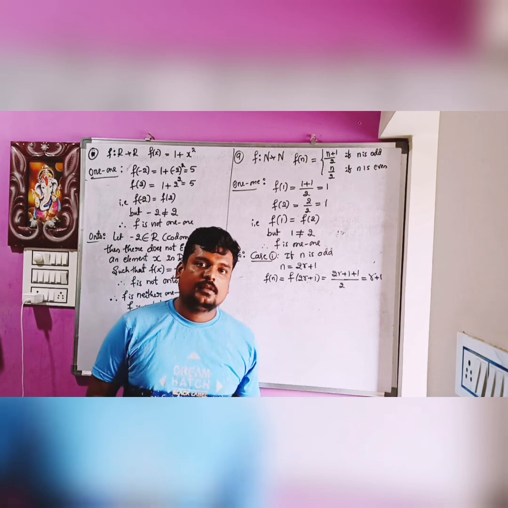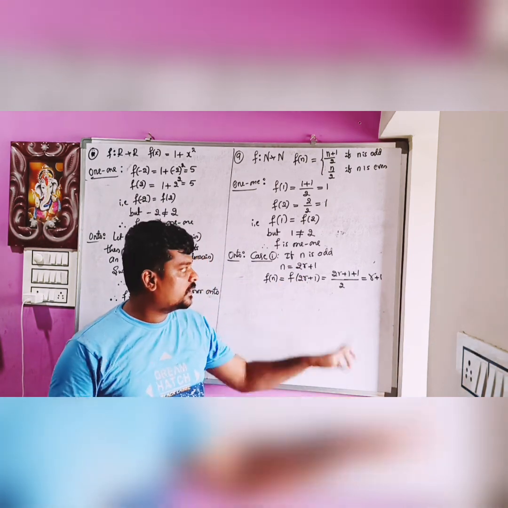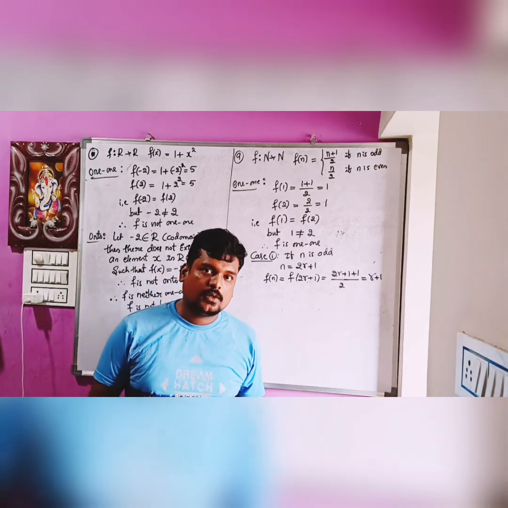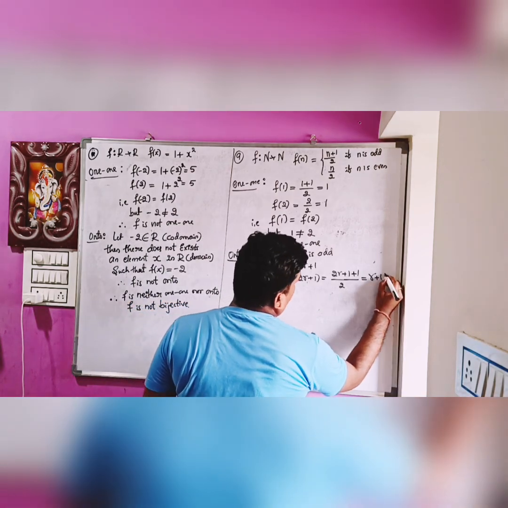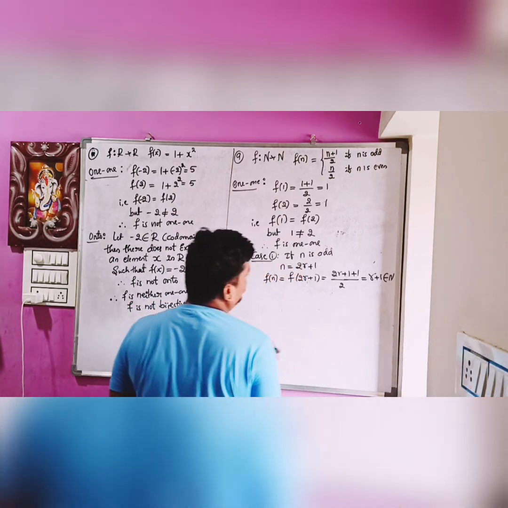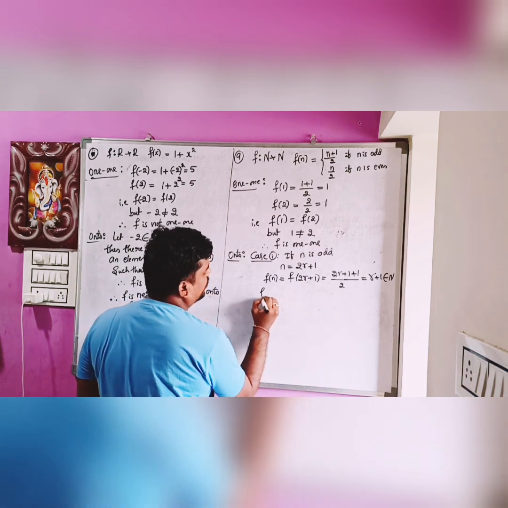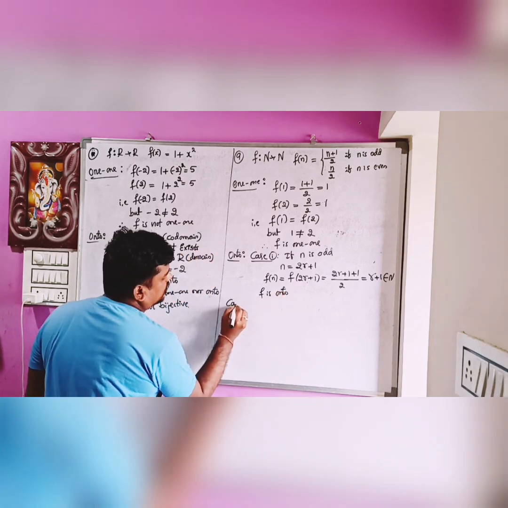R plus 1 is also a natural number. R is a natural number, so r plus 1 is also a natural number. Actually 2r plus 2, if you take 2 common and cancel, it is r plus 1, so it belongs to the natural numbers. Therefore f is onto in the first case. Case 2.